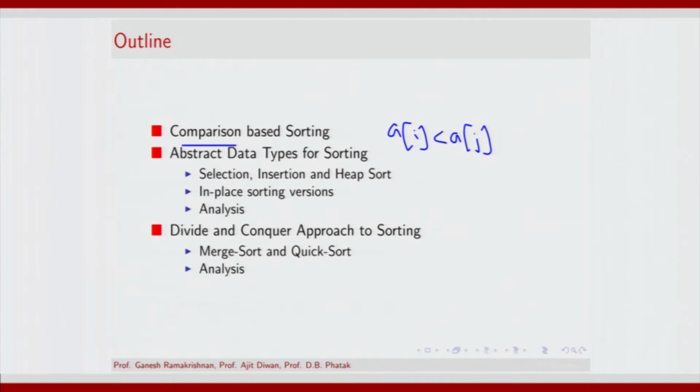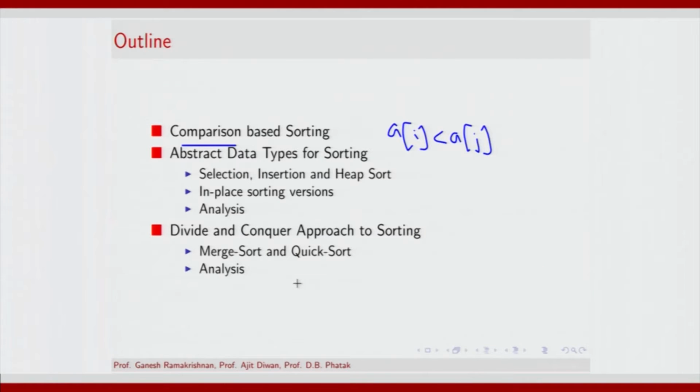We will consider some abstract data types for sorting that build upon this comparison for sorting. In particular, we look at selection, insertion and heap sort based on different choices of the abstract data type. We will have these three different versions. We will also consider the in place variants of these three sorting algorithms and perform analysis.